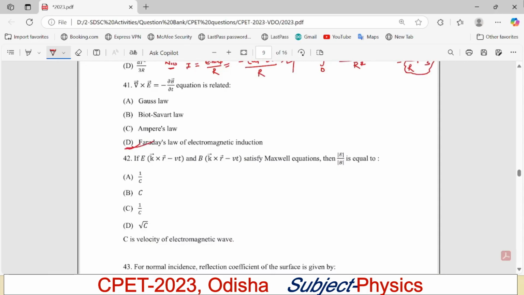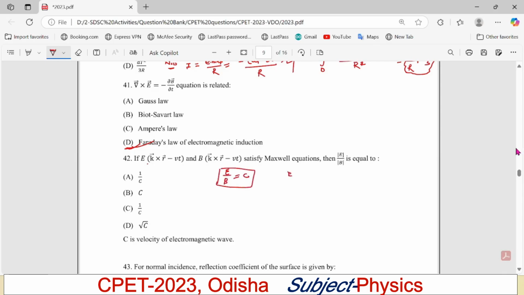Option D. Next question: given that E as a function of k cross r minus vt and magnetic field B as a function of k cross r minus vt satisfy Maxwell's equations, then E magnitude by B magnitude is equal to what? You should always remember E by B equal to C. This is an important expression that you have to remember, or you can find it like this.